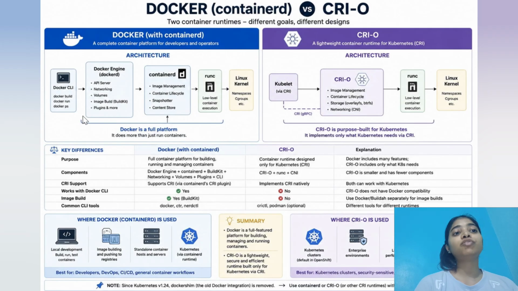so Docker is a full platform. It does more than just running containers. It will do image management, container lifecycle, snapshot, or content store. Then it will give low level container execution using runc, and then it will assign namespaces, cgroups to the containers which are running. On the Linux kernel, it will assign namespaces, cgroups, and our containers will be running on that.